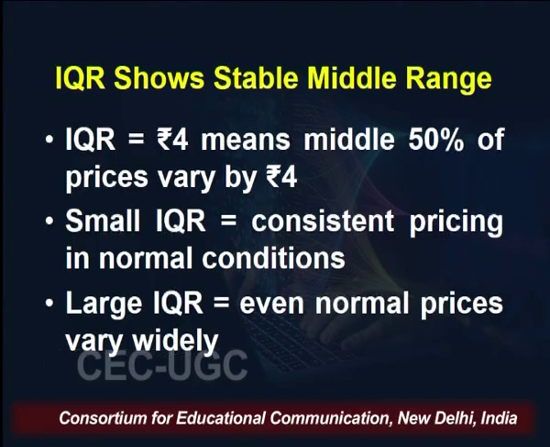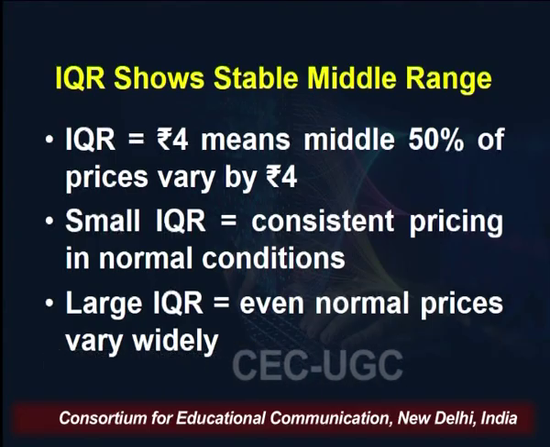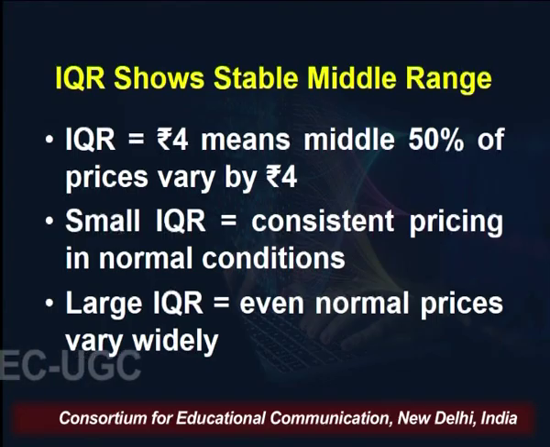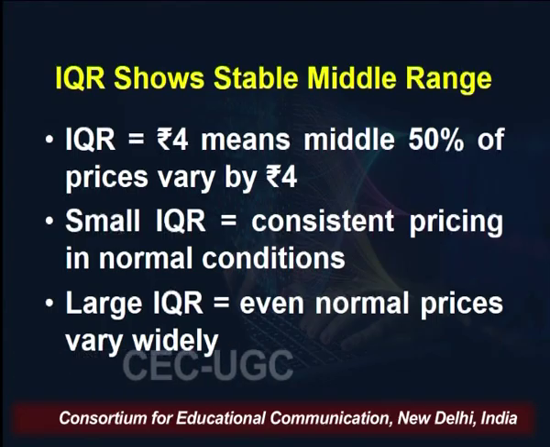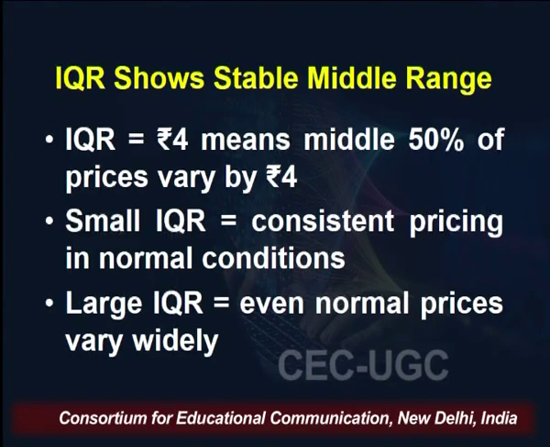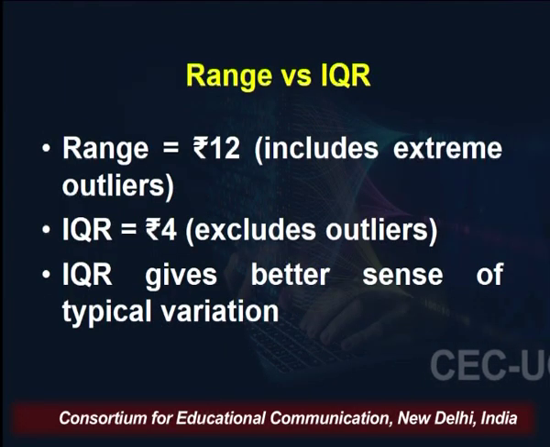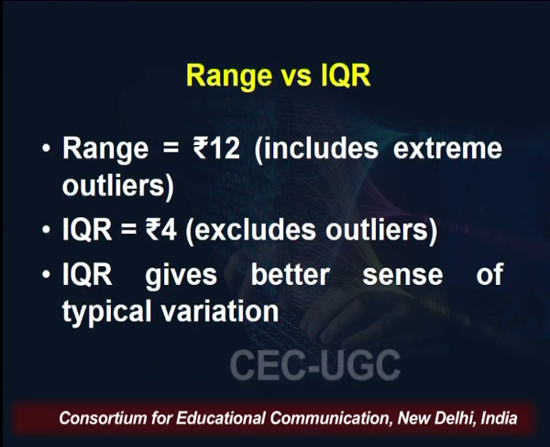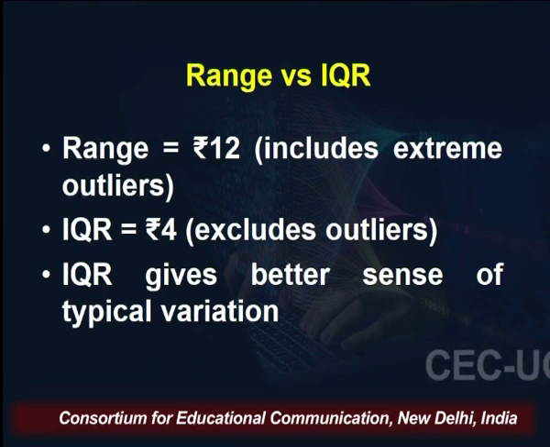So if the interquartile range is very small, it tells us the pricing is consistent in normal conditions. However, if the interquartile range is large, it tells us even normal prices vary very widely. Now we can also do a comparison between range versus interquartile range. So if we had to calculate the range, the range would be rupees 12 as it included the extreme outliers.